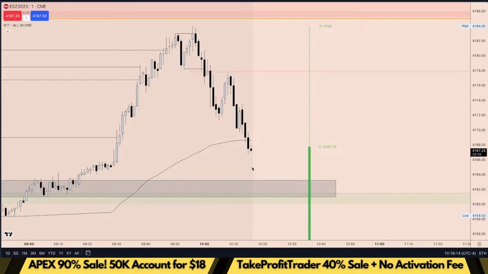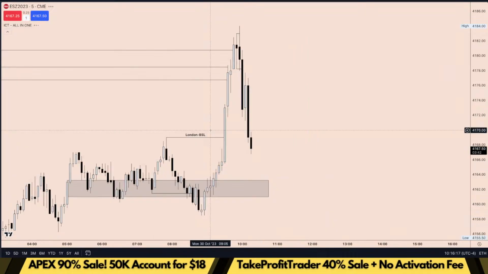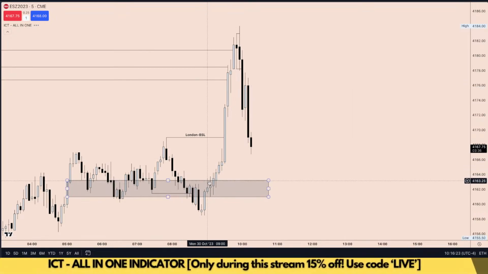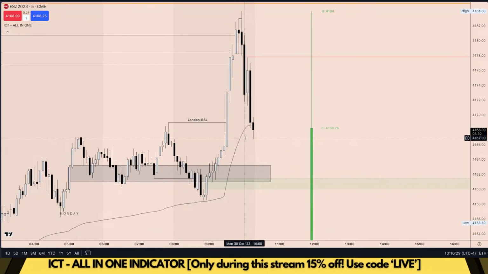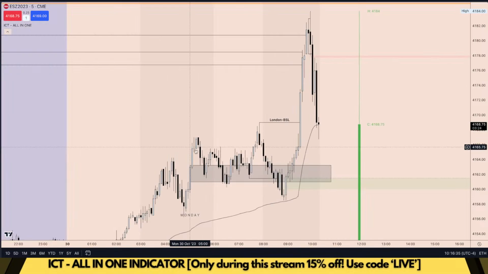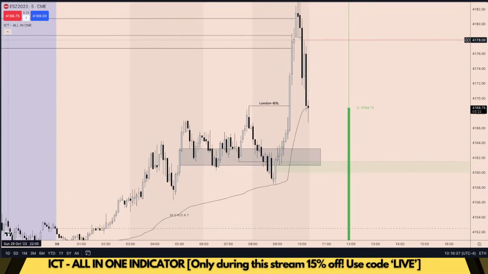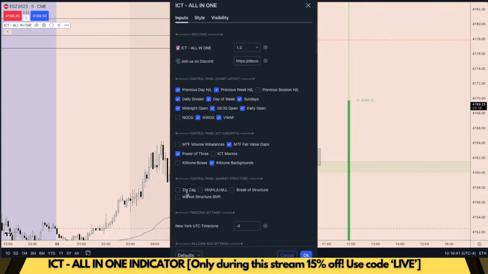Alright, so now we close below the VWAP on the 1. Let's watch it on the 5-minute time frame. Starting to look like a New York Open pump and dump. We're at the low of the 5-minute bullish fair value gap, which would overlap. If we look here at the market structure, we could also use the ICT all-in-one indicator. Let's turn on the zigzag.